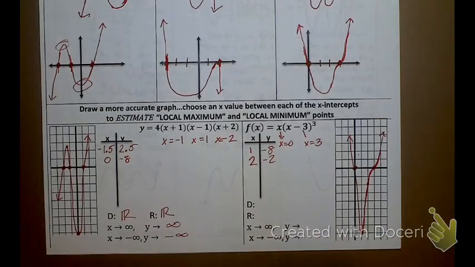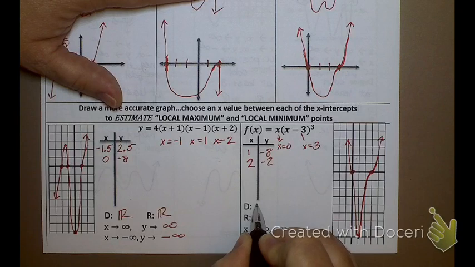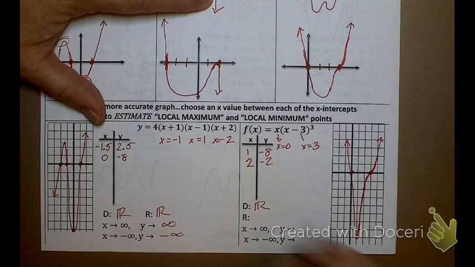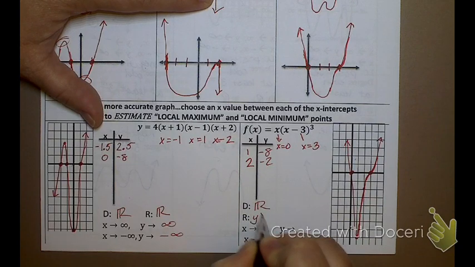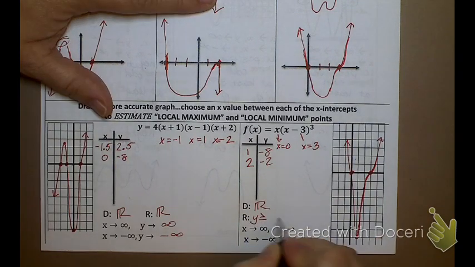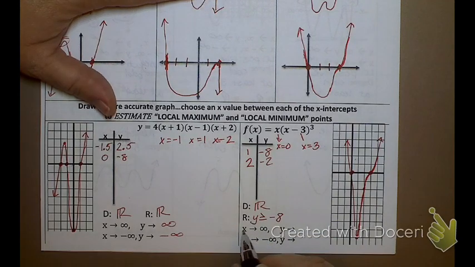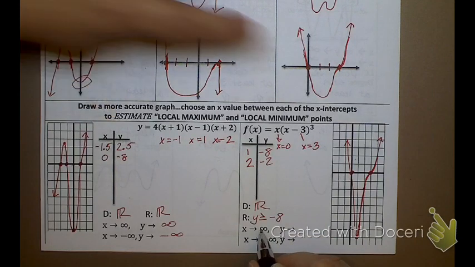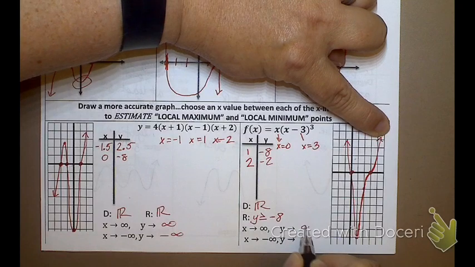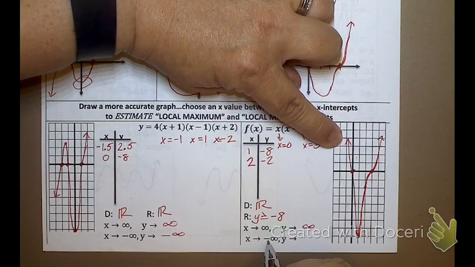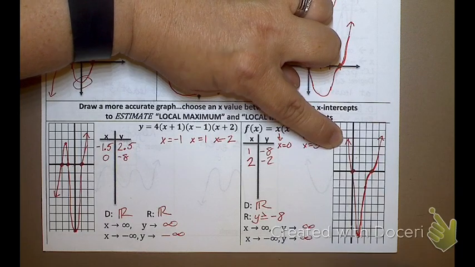What's my domain here? All real numbers. What's my estimated range? Y is greater than or equal to what? -8. And my end behavior, x arrow infinity, that's asking about the right side. It's going up. X arrow negative infinity, that's asking about the left side, and it is also going up.